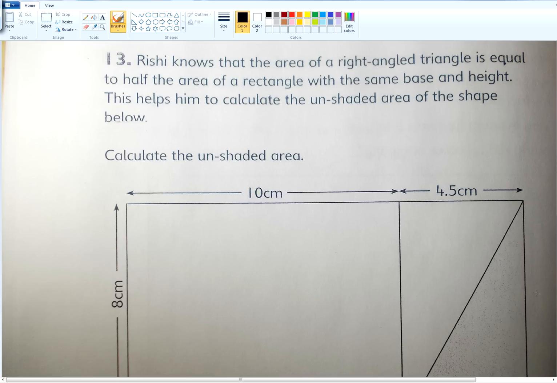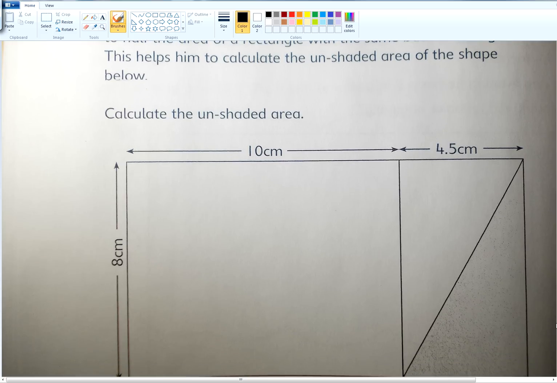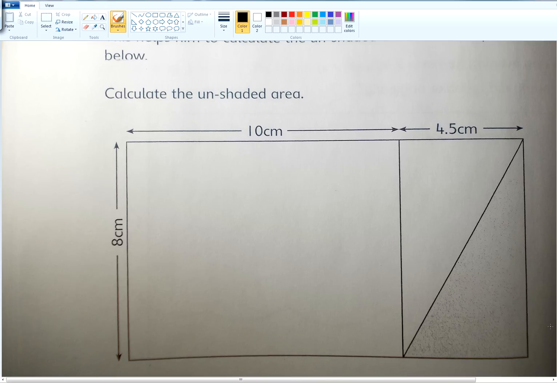It says Rishi knows that the area of a right angled triangle is equal to half the area of a rectangle with the same base and height. This helps him to calculate the unshaded area of the shape below. Calculate the unshaded area. I need to move this shape down a bit, please, folks, so just bear with me.